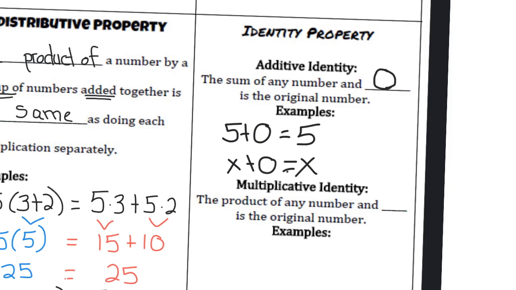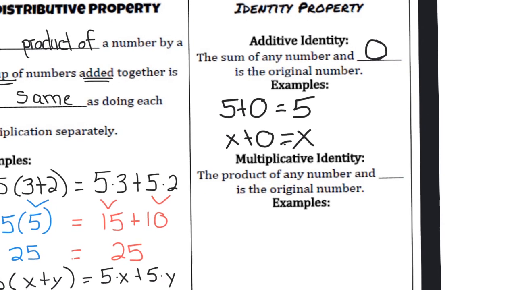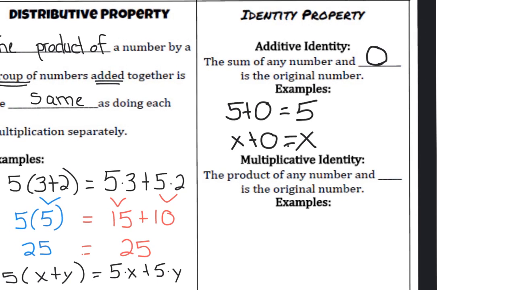So now let's think, what does that mean for multiplication? If I'm looking at the multiplicative identity property, think about what number would not change the number. The product of any number and 1 stays itself. So 5 times 1 is 5. So x times 1 is still x. So those are the 4 properties we are going to be talking about, and then we're going to do a few practice problems to make sure we understand.